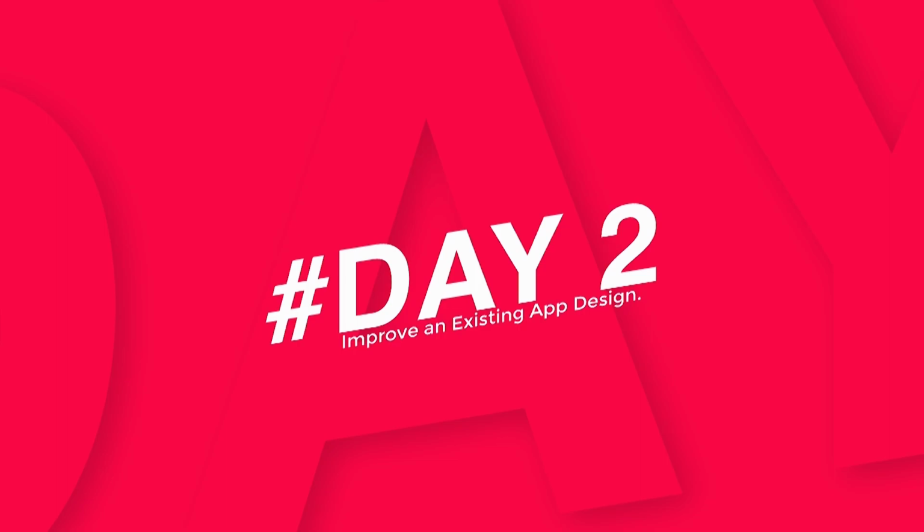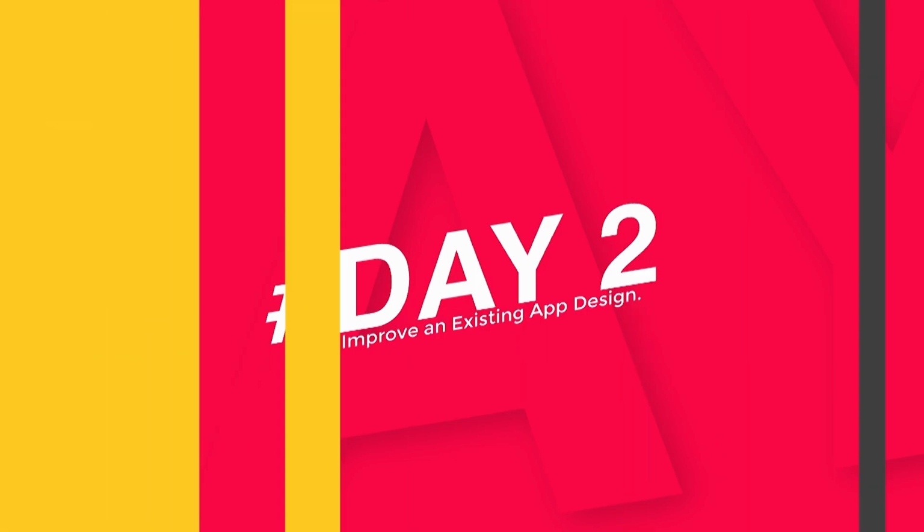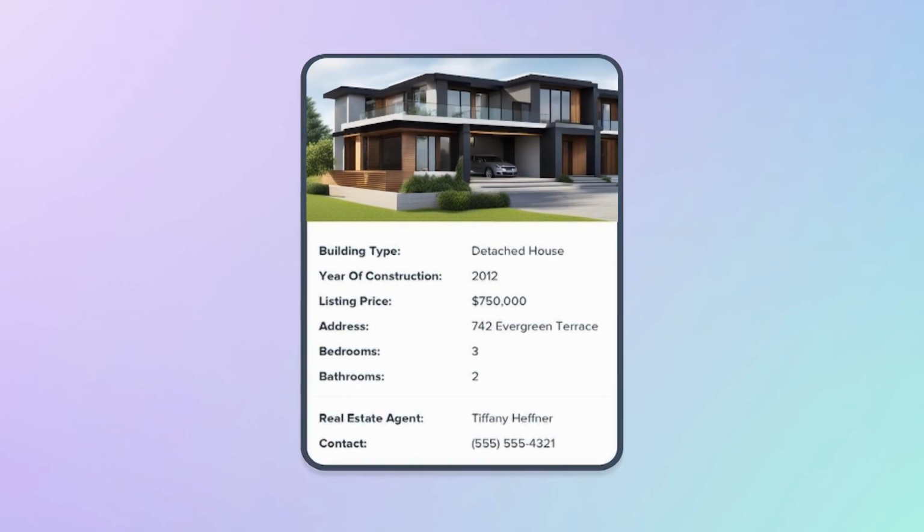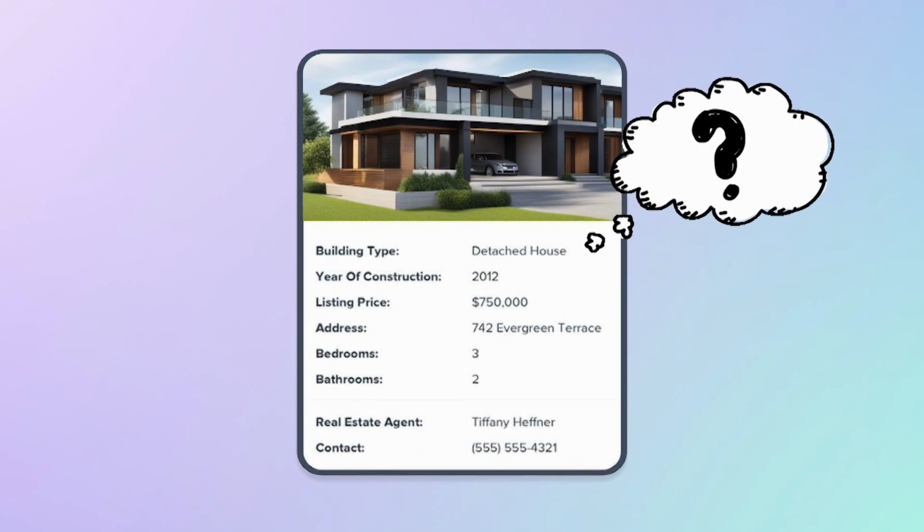Today, for day 2, we are taking on an interesting task, that is improving an existing app design. We have got a reference from a real estate app, but it lacks something crucial. Can you guess what it is?